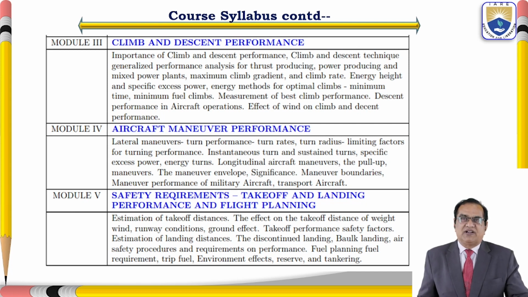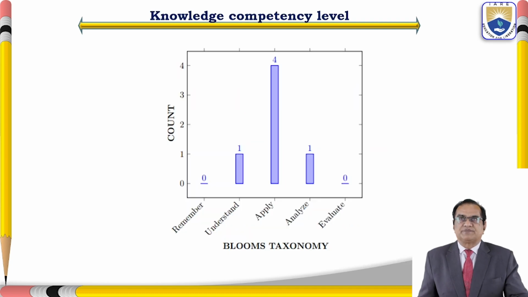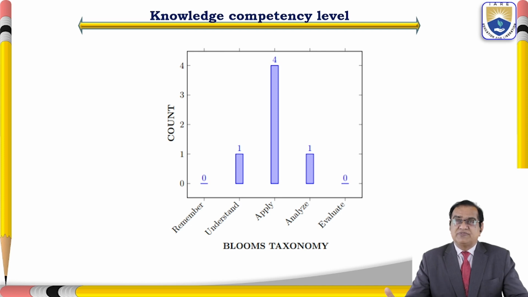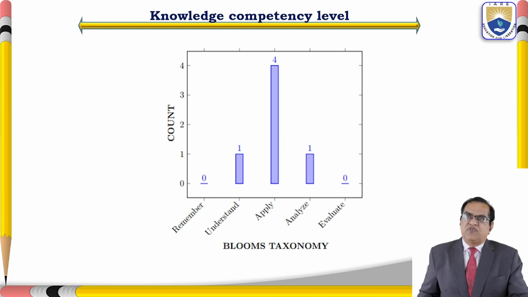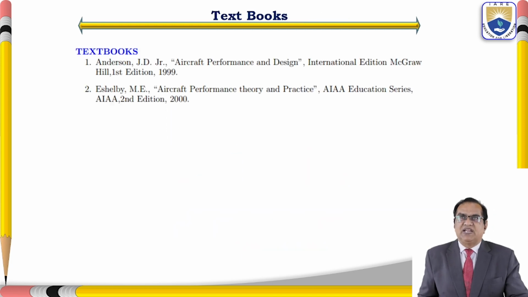So before I start my first lecture, this is just an introduction about the flight mechanics course. In this we have the knowledge competency level. If you take the six outcomes, most are from the apply level, one is understand and one is analyze. So out of this, maybe 15% will go to the analyze level. Most of the students should be in the apply level. A few weak students may be in the understand level.